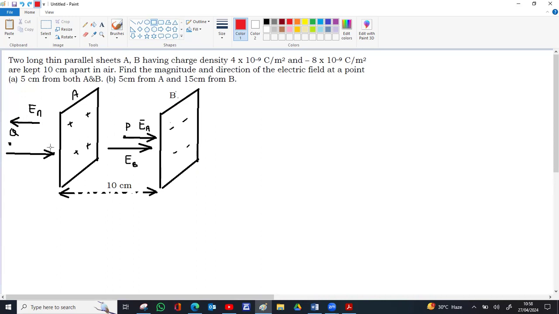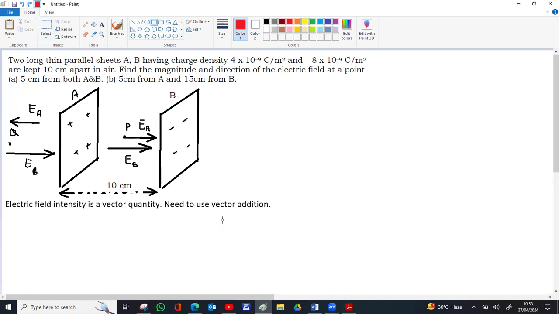Now if you take the left side, second point Q, if you leave a test charge here, the positive sheet will repel it towards the left. So the electric field of A at Q is towards the left. At the same point, the negative plate will attract the positive test charge towards the right. So the electric field intensity at Q due to plate B is towards the right. And it's very clear, since the charge density of B is greater than A, the magnitude of B is greater in both cases. That's why this arrow is drawn bigger compared to the electric field of A.